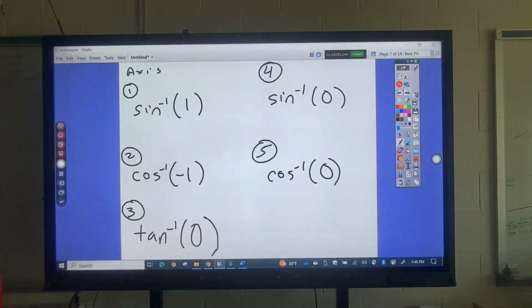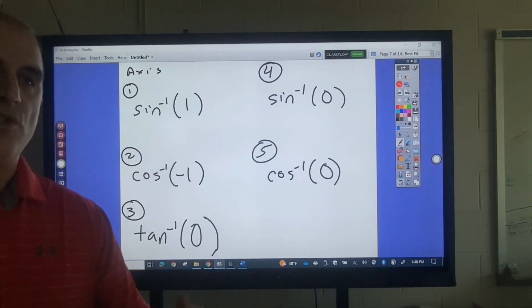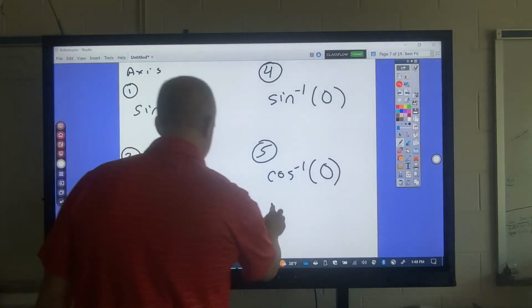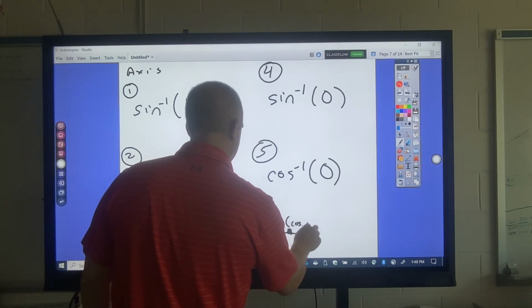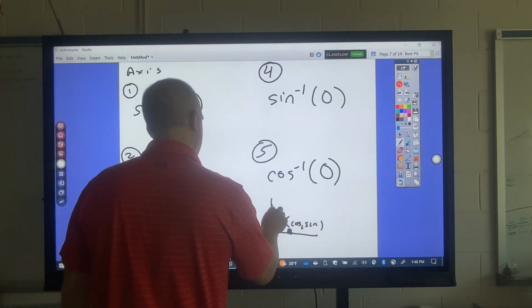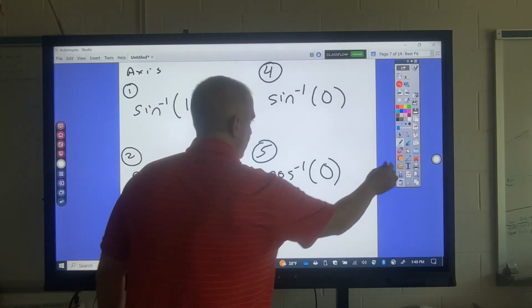All right, question number 7. Let's talk about the axis points. All right, it's easy if it's sine or cosine. And here's what I mean. So remember our axis points, cosine, sine. Let me draw this a little bit better.